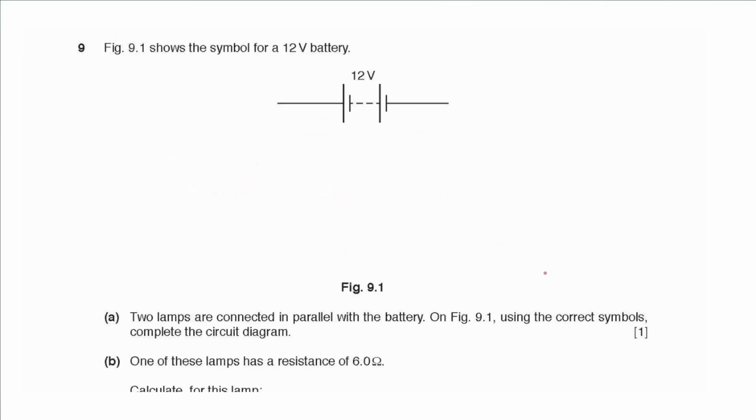Question 9 says figure 9.1 shows the symbol for a 12-volt battery. Part A says two lamps are connected in parallel with the battery. On figure 9.1, using the correct symbols, complete the circuit diagram drawing the two parallel lamps.